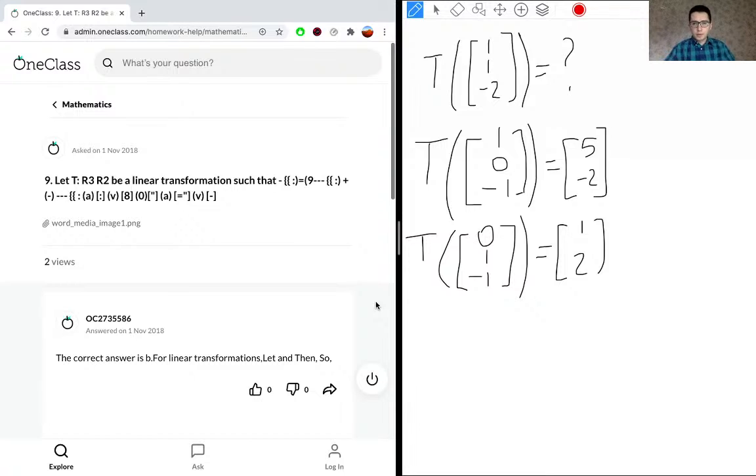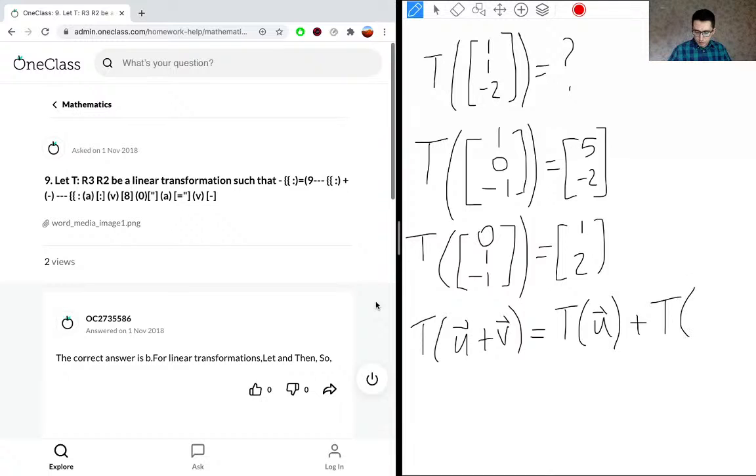To solve this problem, we have to know one property of a linear transformation. This is as follows: T of some vector u plus some vector v is equal to the transformation of vector u plus the transformation of vector v. So we're going to use this property to solve for this.